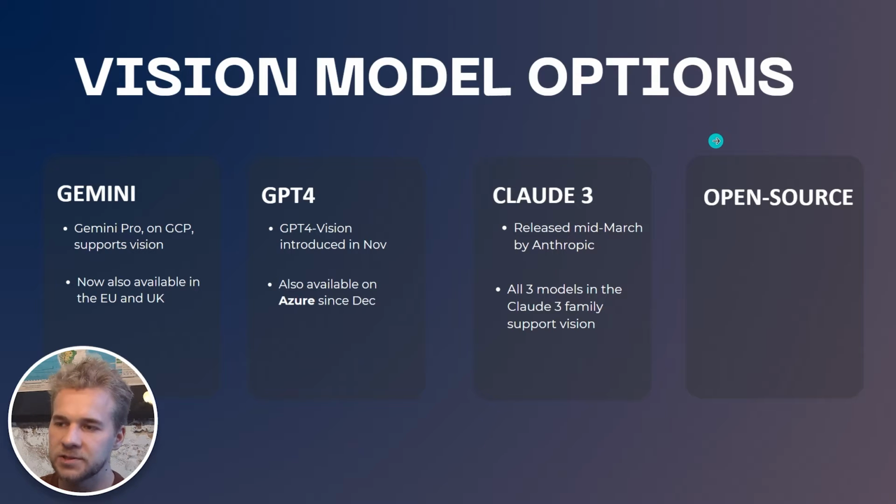And finally, in the open source bucket, starting with the usual suspects, Llama 2 and Mistral 7B, neither of these 2 popular open source models supports vision, but don't worry, because there are actually some very good options out there.